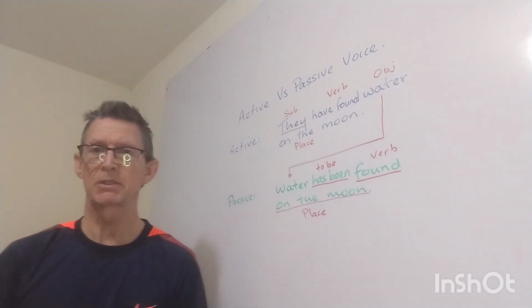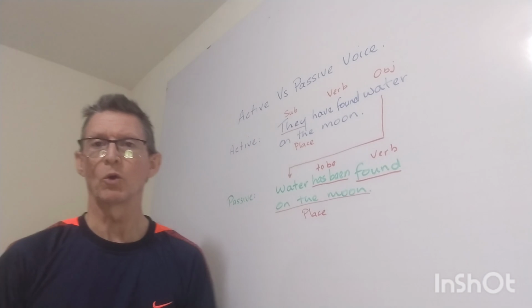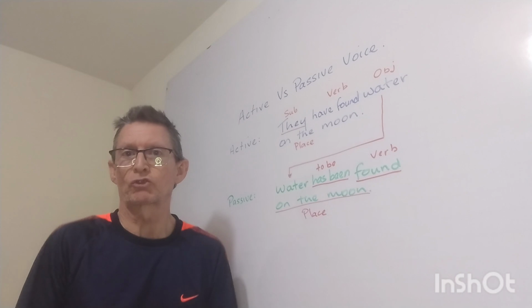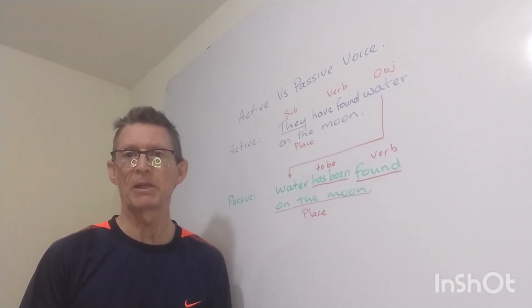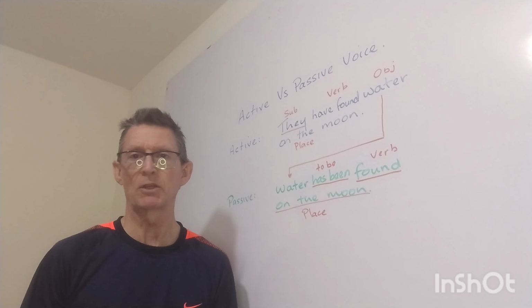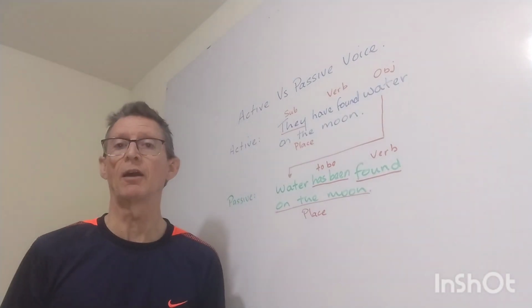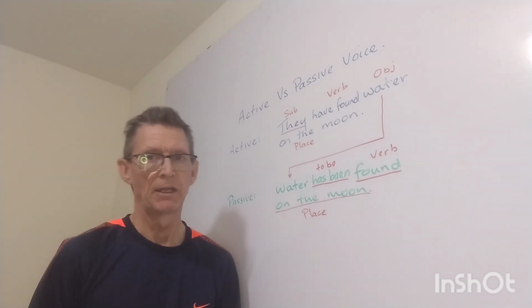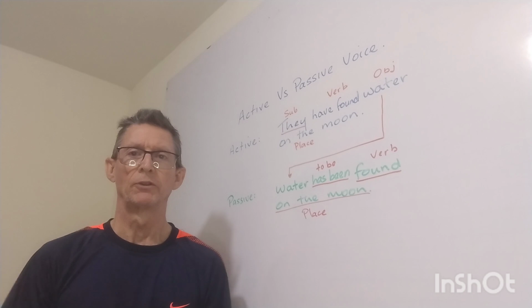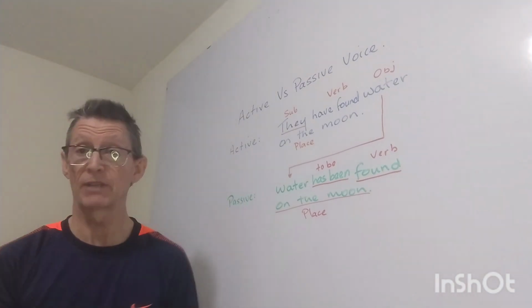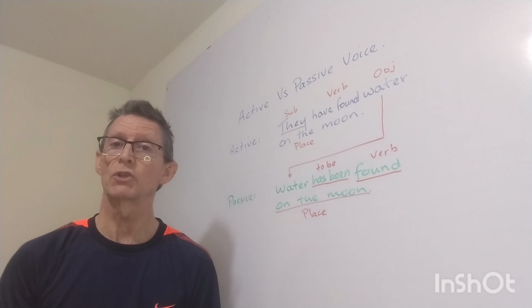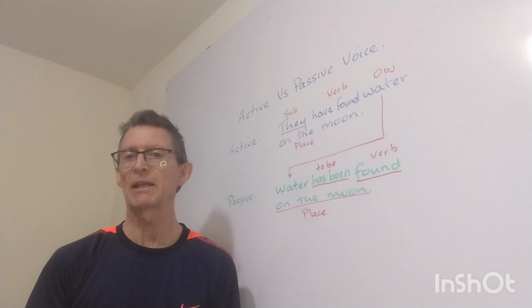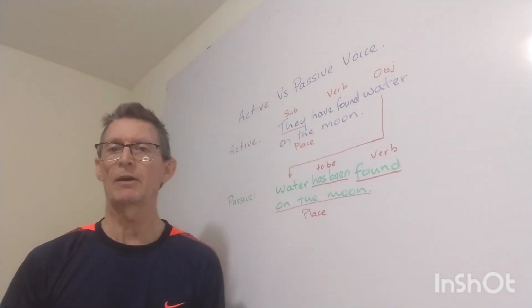Now, in this particular example, I don't know or I don't care who they are. Astronauts probably are the people that found the water on the moon, but I don't know exactly who they are. So in the passive example, I don't use the by agent. Also, I'm not sure that this actually they have found water on the moon is true. So I want to distance myself from what I'm saying. So therefore, I use the passive voice by saying water has been found on the moon.